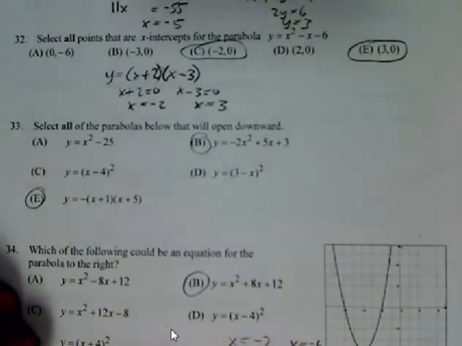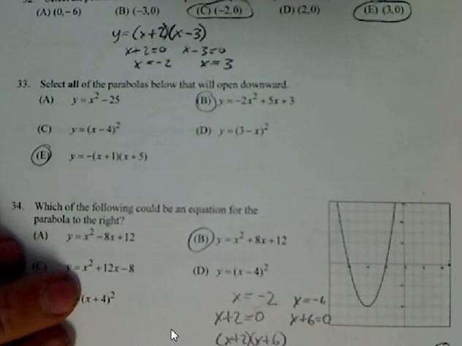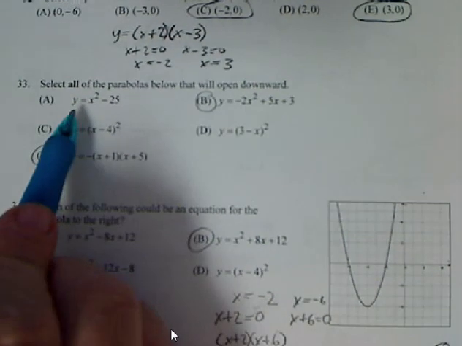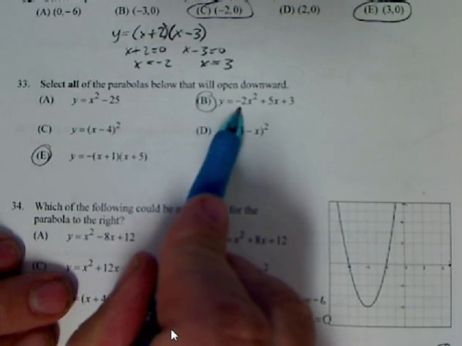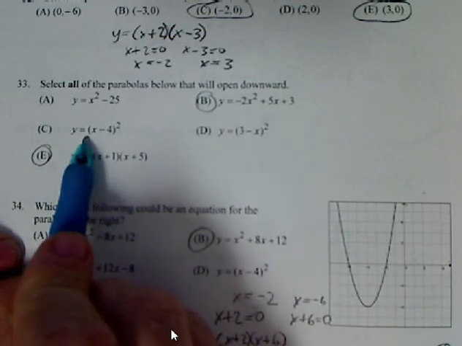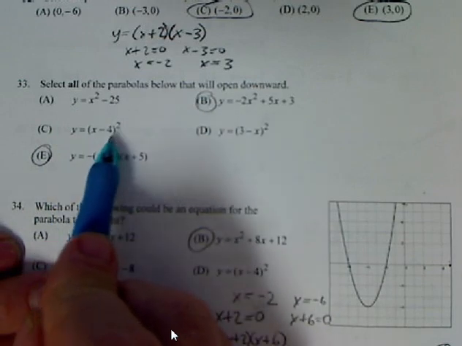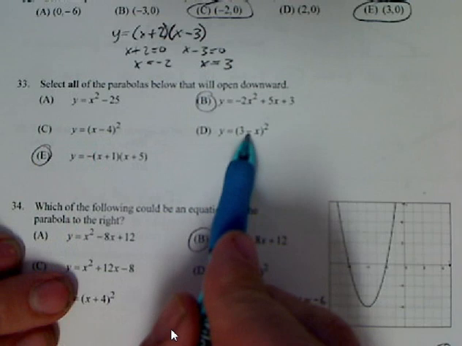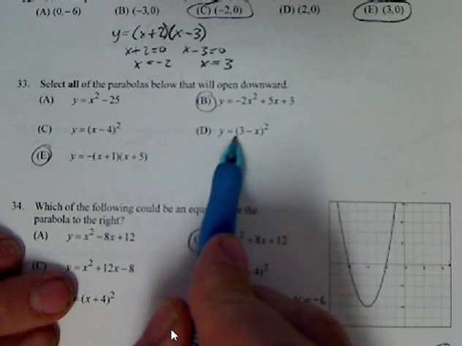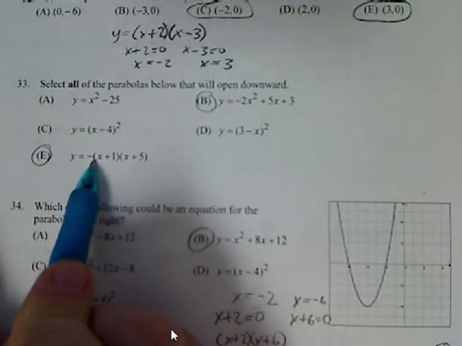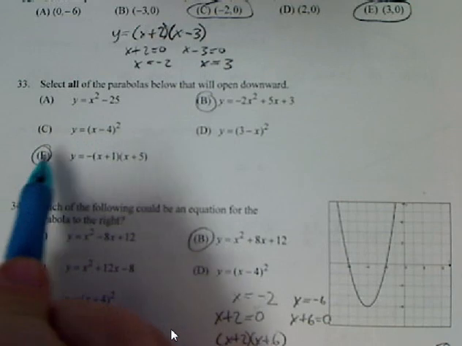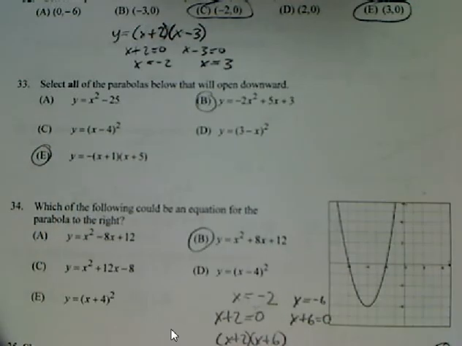For a parabola to open downward, the square needs to be negative. This one opens up, this one opens down, this one opens up, this one only touches one spot in the parabola. This one, when I square a negative, becomes positive, so it still opens up. That negative causes this to open down. So if I multiply this out, I'd get a negative x squared.